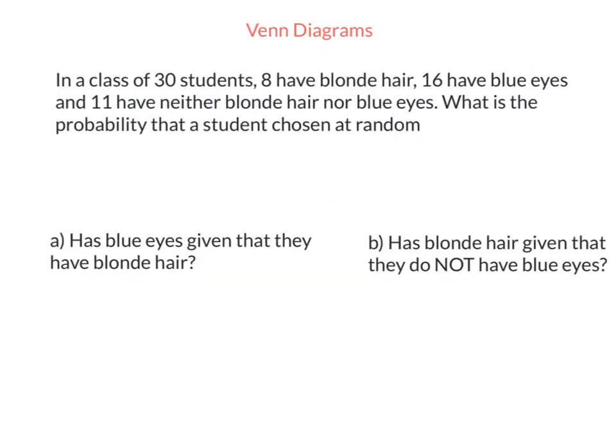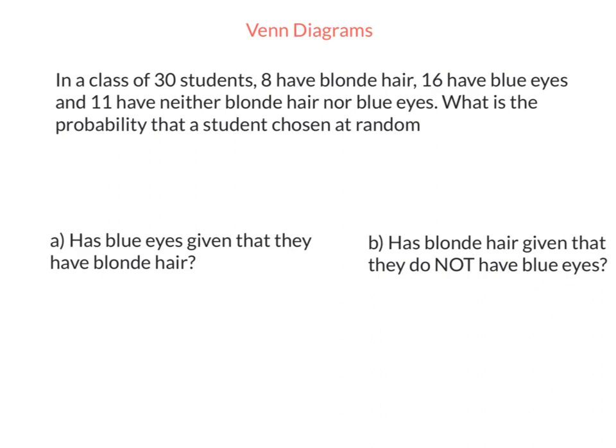So Venn diagrams, as well as two-way tables, help us display information about two or more sets. So let's look at this question here. Class of 30 students, 8 blondes, 16 blue eyes, 11 with neither. What's the probability that a student chosen at random has blue eyes given that they have blonde hair? And we'll also figure out the probability they have blonde hair given that they do not have blue eyes.